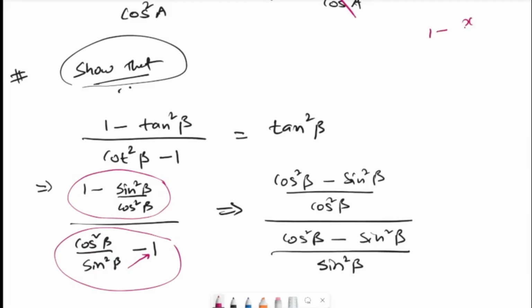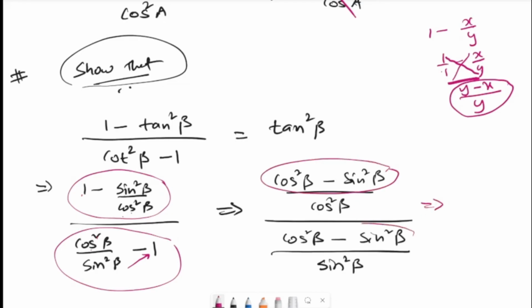1 minus x by y. How do you do this? You can write it as 1 by 1 minus x by y, but this is redundant, but I'm just telling you. This times this times this. In the denominator, just times these two. 1 times y is y, y times y minus x. All right? So likewise, cos square beta times 1 is cos square beta minus sin square beta by cos square beta. This one is cos square beta minus sin square beta by sin square beta. All right. Now, if you look closely, these two fellows are same.